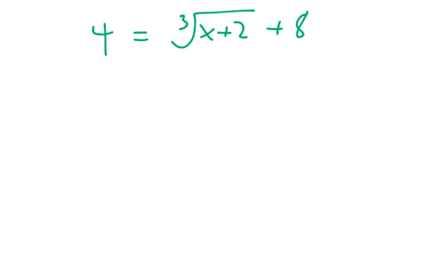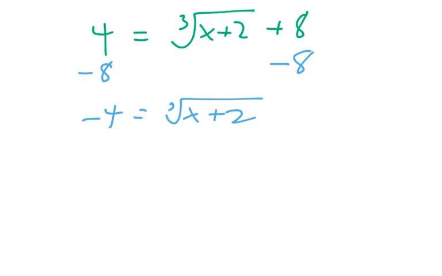Alright, here we have problem number 2, which is 4 equals the cubed root of x plus 2 plus 8. Once again, we want to get the root onto one side, so we got negative 4 equals the cubed root of x plus 2. Now, because of the cubed root, it's okay that this side is negative. So I'm going to cube both sides.